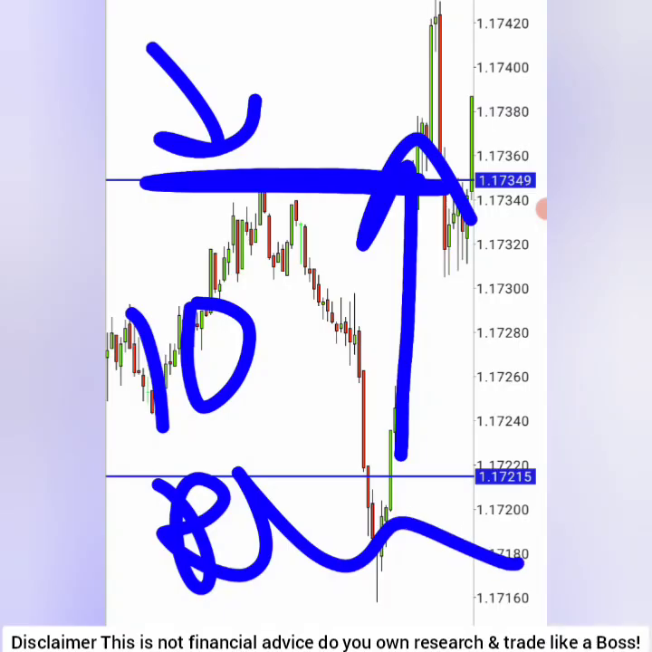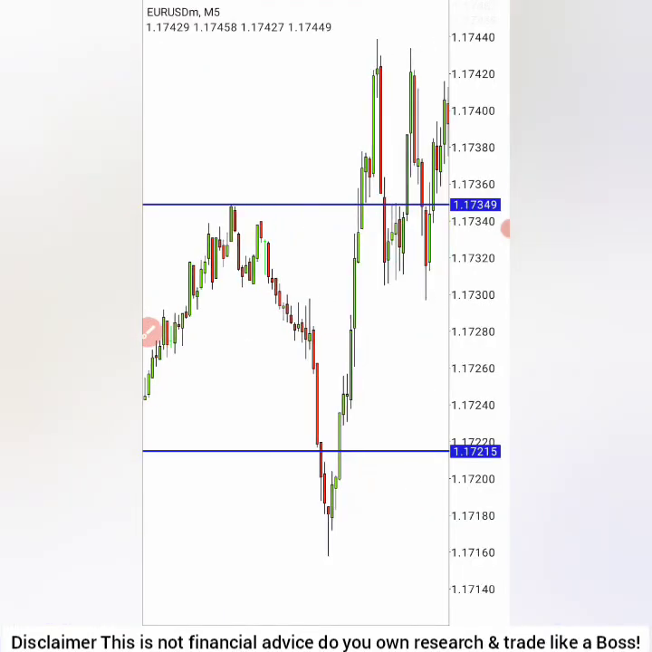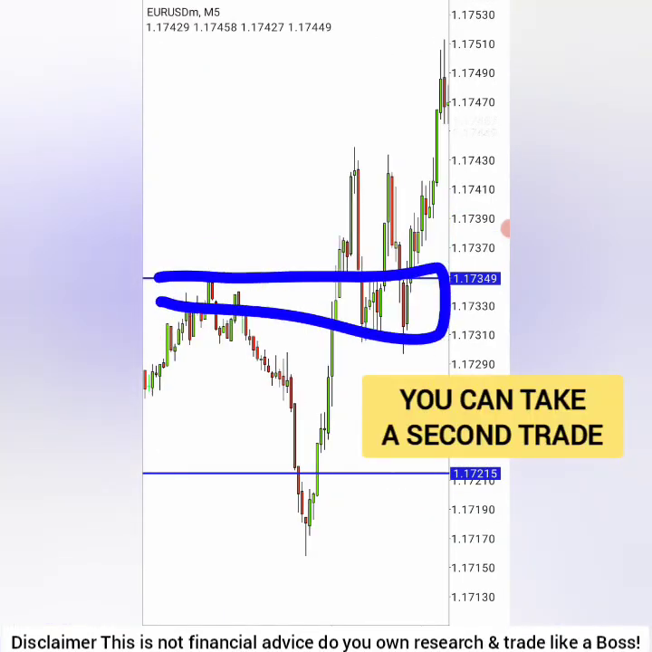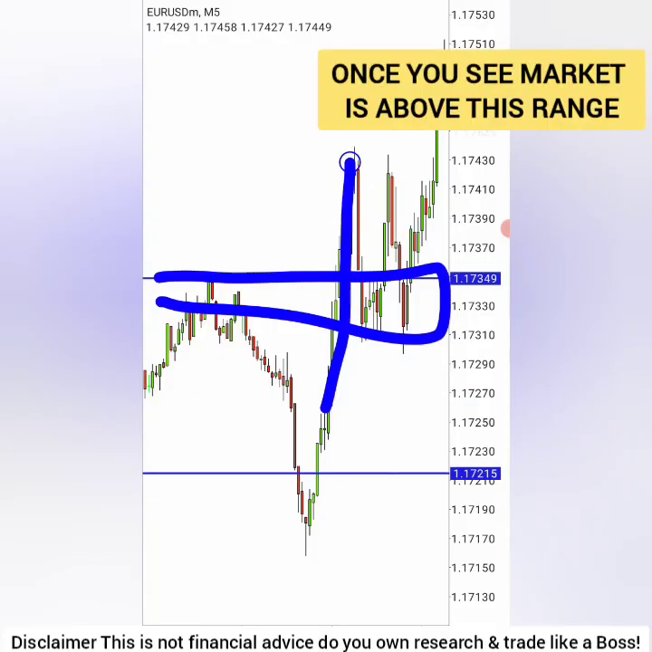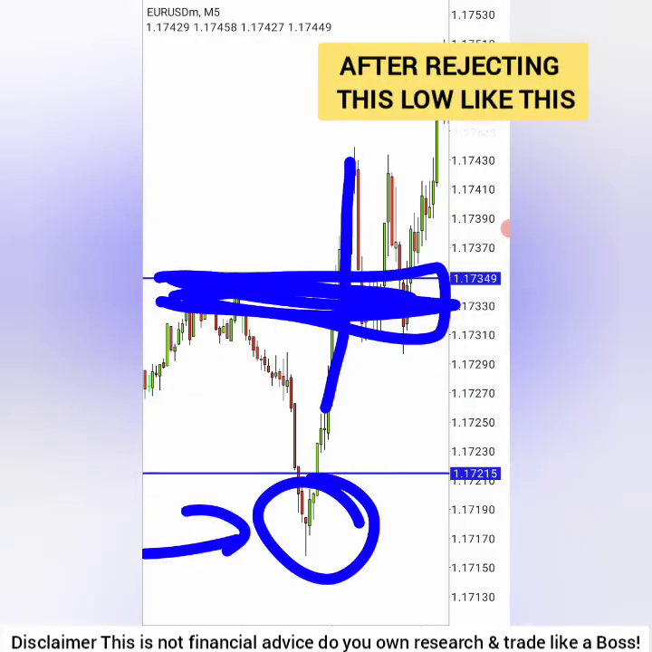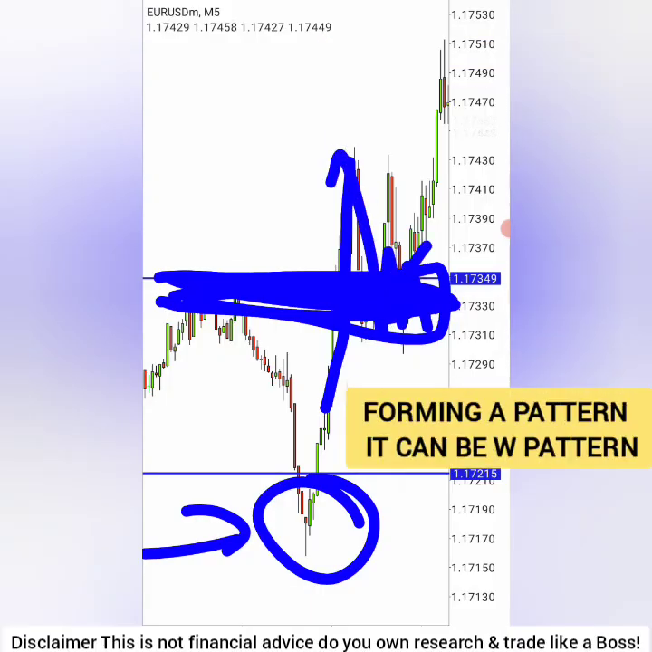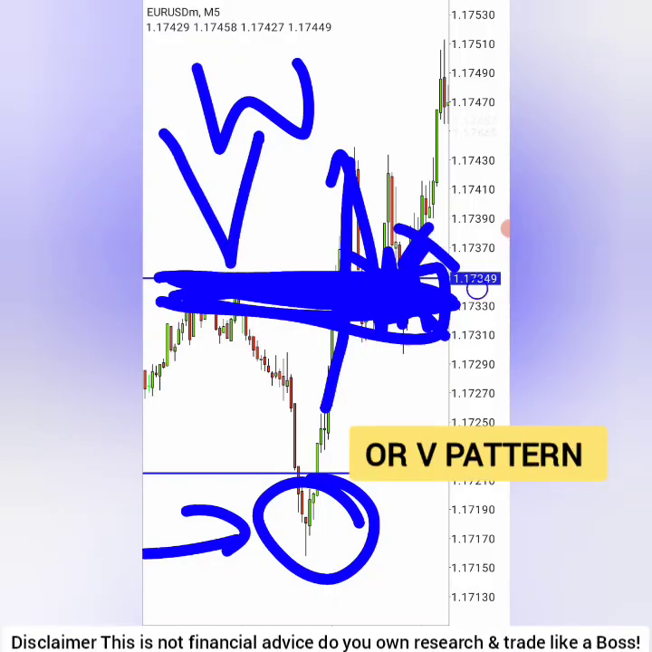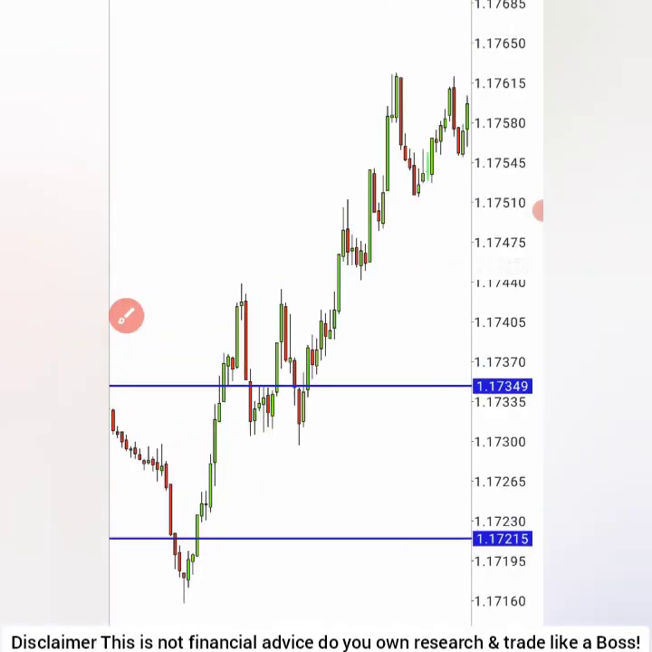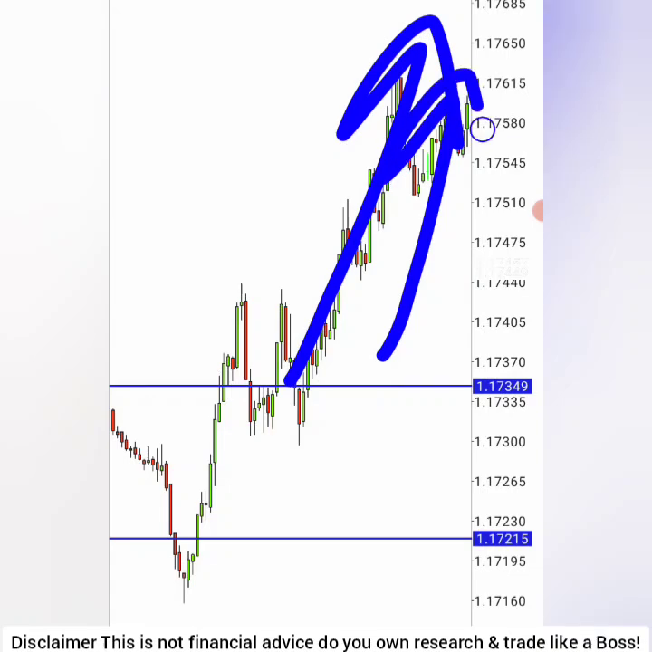you'll be deep in profits. If you have more time to watch your charts, you can take a second trade right around here. Once you see that the market is above this range after rejecting this low, you will see the market start to consolidate right around here, forming a pattern. It can be a W pattern or a V pattern. You enter your buy trade and make even more profit as the market continues to go up.